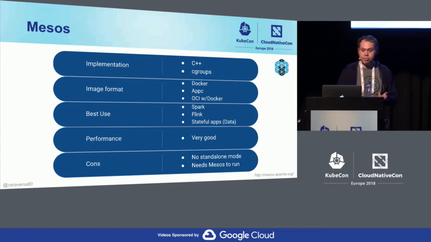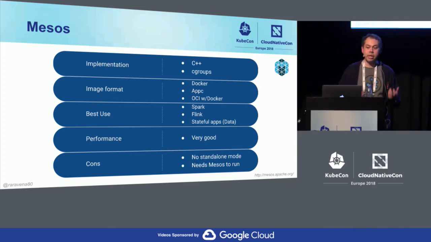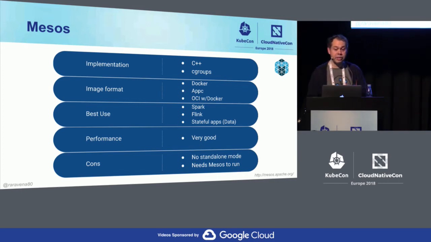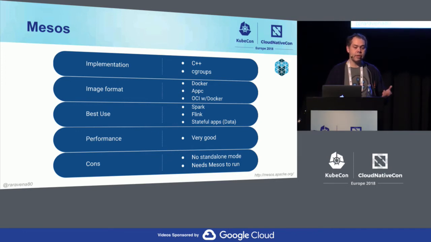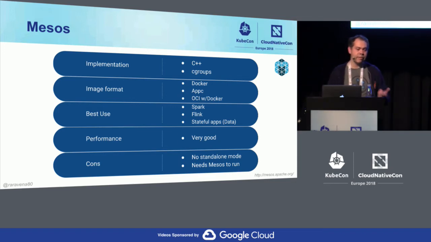So let's talk about Mesos. So Mesos' first implementation of C groups in C++. It's got pretty good performance. It supports Docker, AppC images. And it potentially will support OCI, but the word is that they'll latch on to whatever Docker does. So the best use for Mesos is kind of like Spark and Flink frameworks for big data applications. Not that it cannot be used for other types of things, but the containers are particularly good for those.